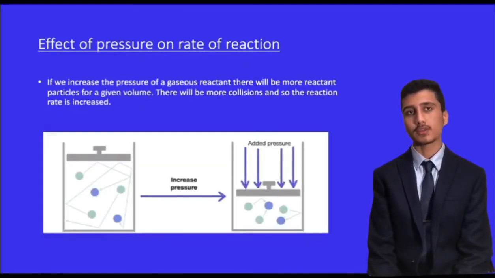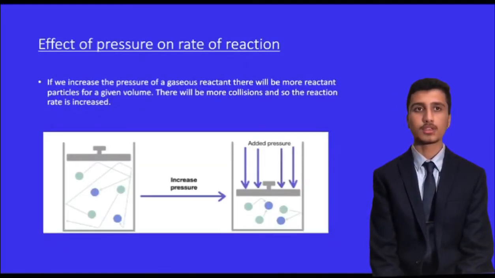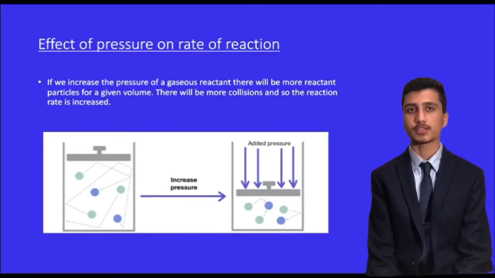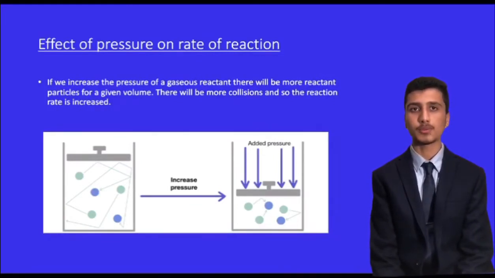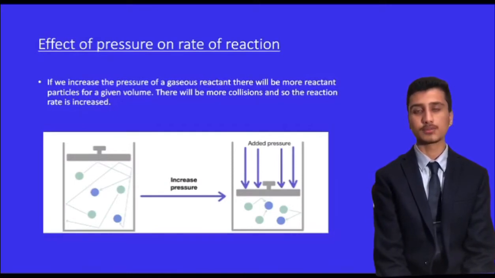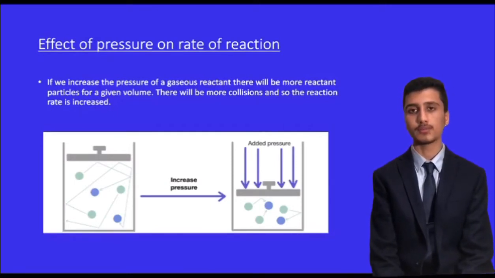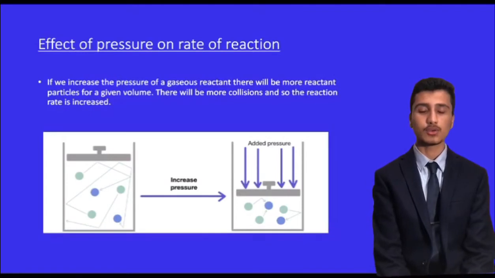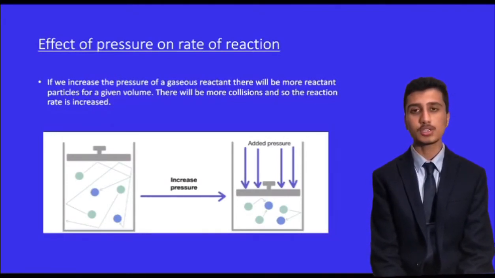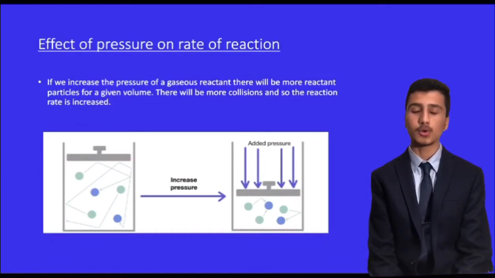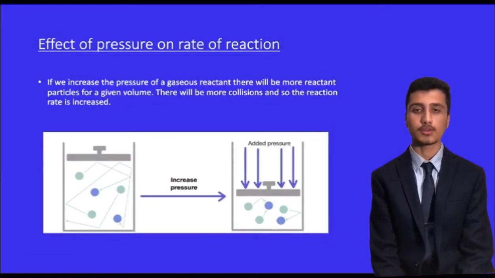Lastly, we have the effect of pressure on rate of reaction. If we increase the pressure of a gaseous reactant, there will be more reactant particles per given volume, which means there will be more collisions, so the reaction rate is increased. The diagram below shows this very well. As we have seen, all these factors relate to collision theory. The more collisions, the more likely the collisions, the higher the reaction rate will be.